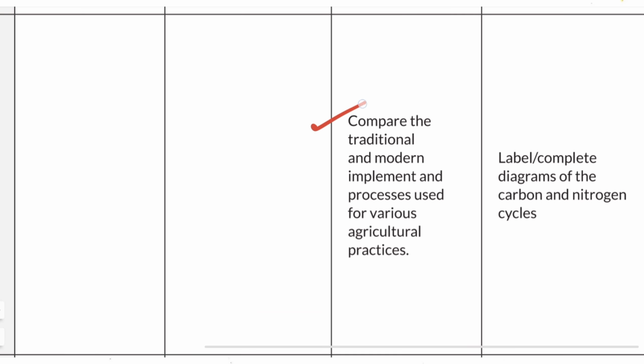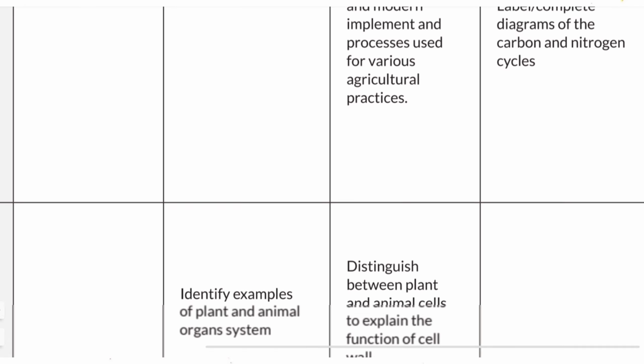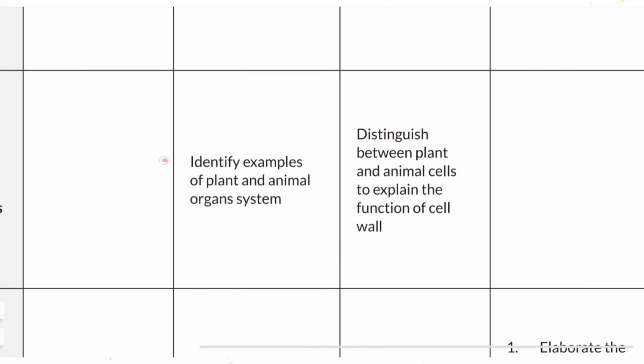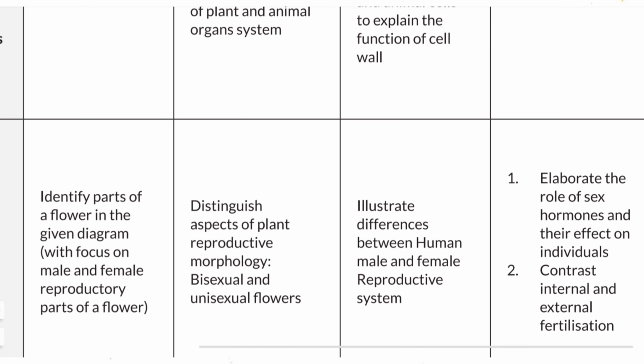Next, compare the traditional and modern implements and processes used for various agricultural practices. Label and complete a diagram of the carbon and nitrogen cycle. Next, identify examples of plant and animal organ systems. Distinguish between animal and plant cells to explain the function of the cell wall.